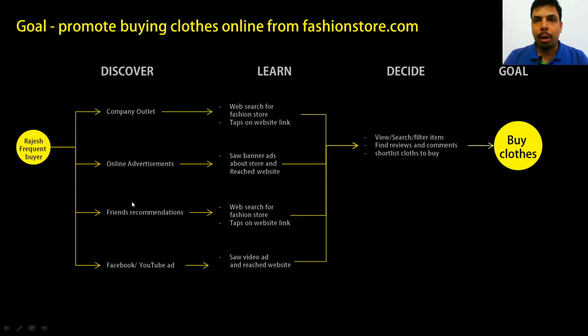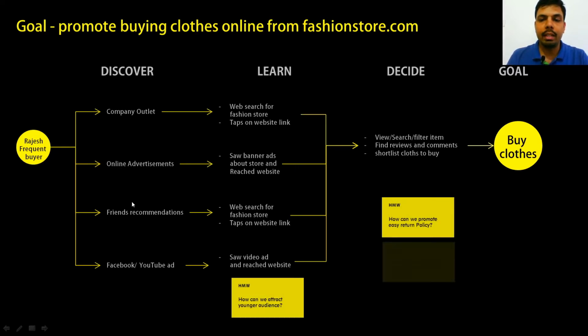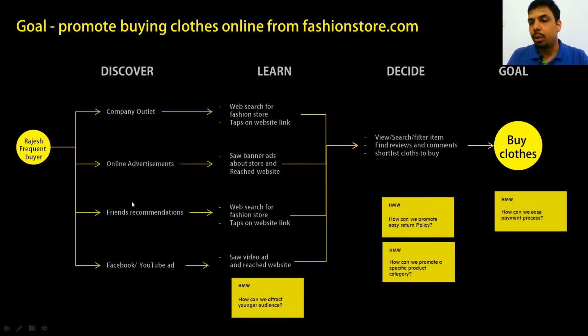So there will be blockers in user journey, and for each product there will be different blockers, and you capture those blockers in how might we statements and try to solve them one at a time. So in this case, at the learn stage, there could be how can we attract a young audience, and at decide, how can we promote an easy return policy, how can we promote a specific product or category, and in goal, how can we ease the payment process, and there could be many other problems that you may want to solve at each stage.